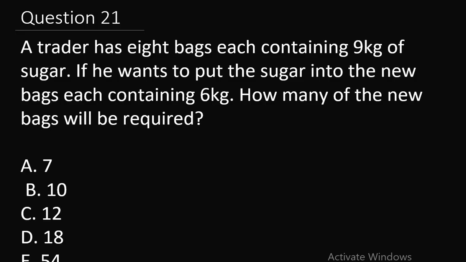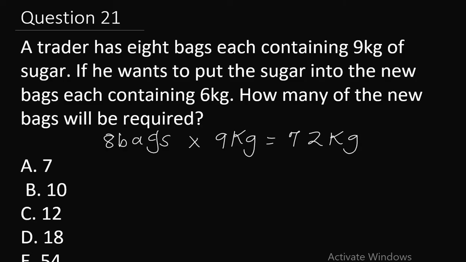Question 21 says, a trader has 8 bags, each containing 9 kilograms of sugar. If he wants to put the sugar into new bags, each containing 6 kg, how many of the new bags will be required? Alright, to solve this question, to find the total amount of sugar, we need to multiply the number of bags by the weight of sugar in each bag. So, 8 bags times 9 kg will give me 72. That's 9 kg per bag, 72 kg.